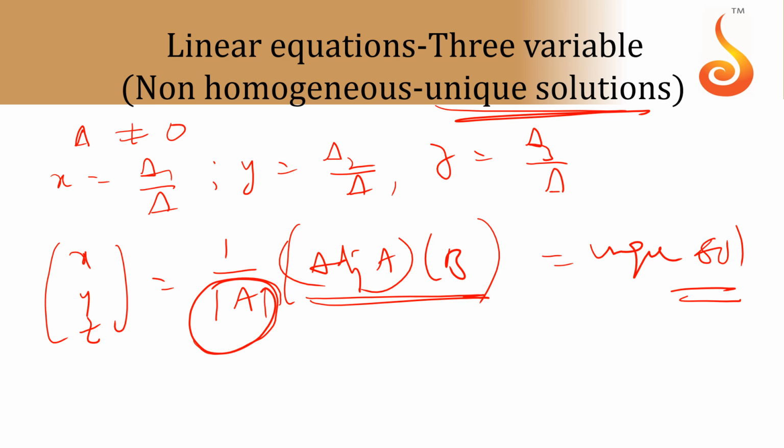If I use the augmented matrix and convert it into echelon form by using row operations, the last step should look like 0x plus 0y plus something z equals something. Then z can be calculated, and then y and x can be calculated. You will have a unique solution.